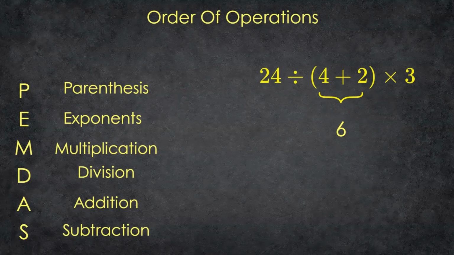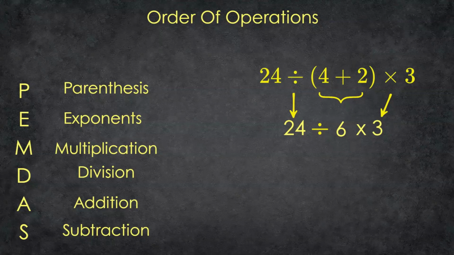And then I'm going to drop everything else into that line. 24 divided by 6 times 3. So now that the parentheses part is done, I see I have division and multiplication. They're equal. So when we have equal operations like that, we work left to right. So I'm going to be doing the division first.